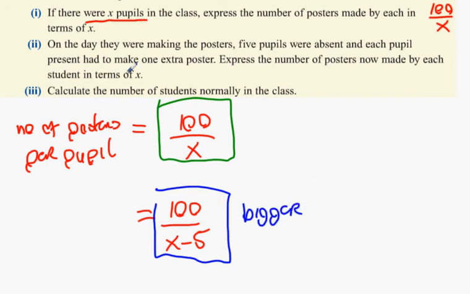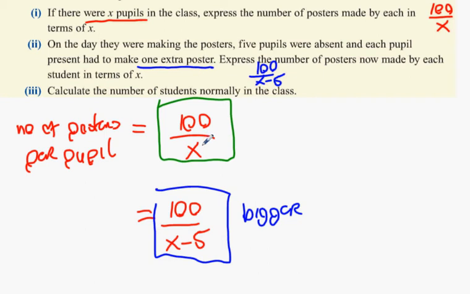Now what can we say next when you're looking at it? Express the number of pupils. The answer to that is just 100 over x minus 5. Now, calculate the number of students normally in the class. Now, here's the question. One extra poster.